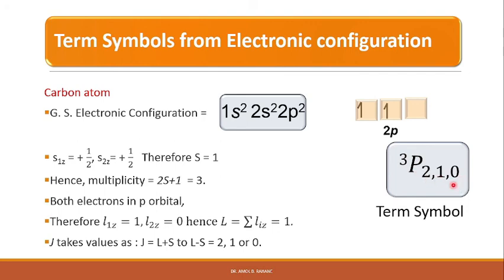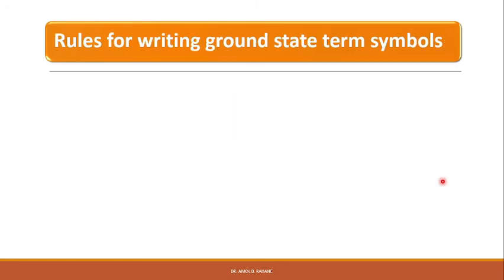So out of these three, which one represents the exact or correct ground state of the carbon atom? How can we determine that? There are certain rules to write the term symbols, and let us see the rules first. Rules for writing ground state term symbols.